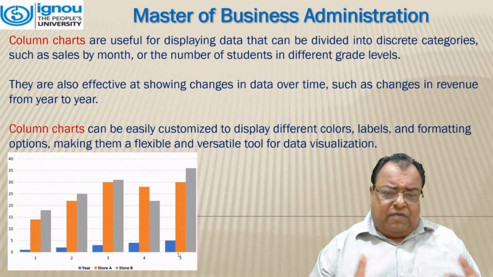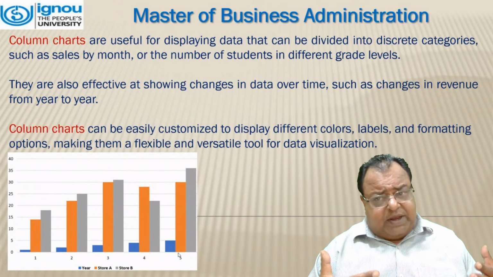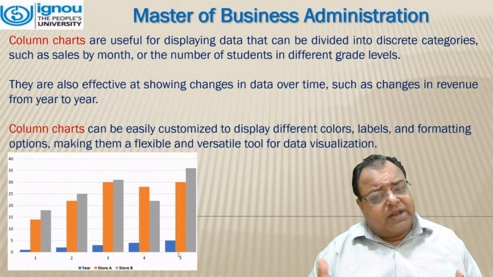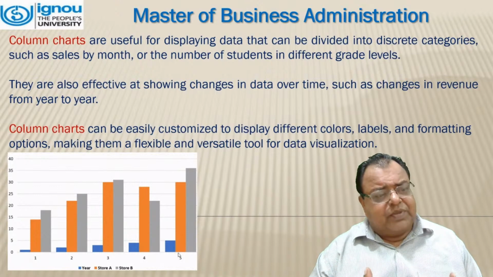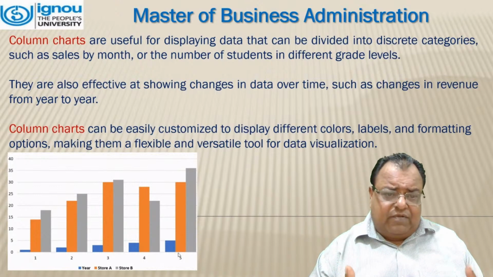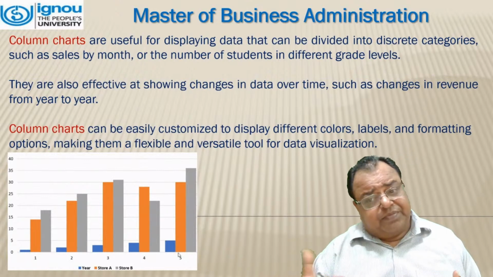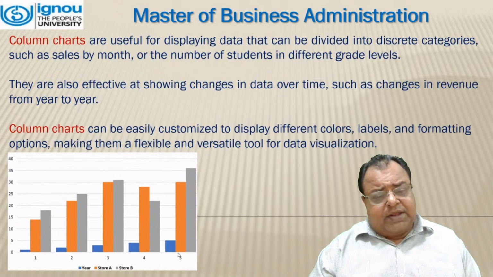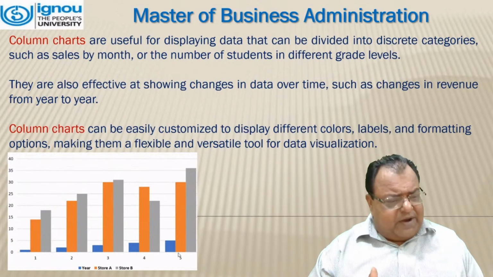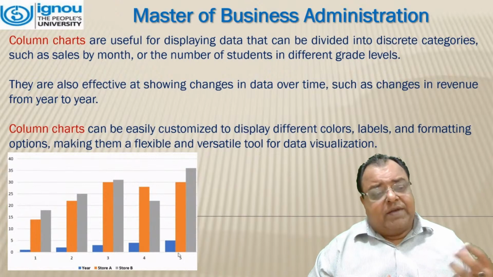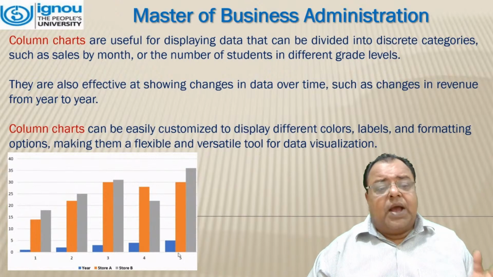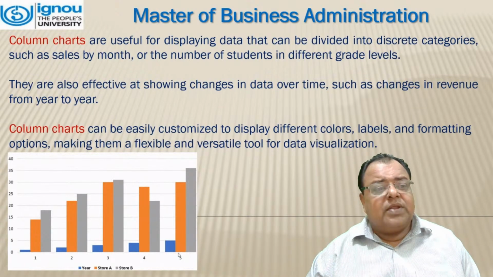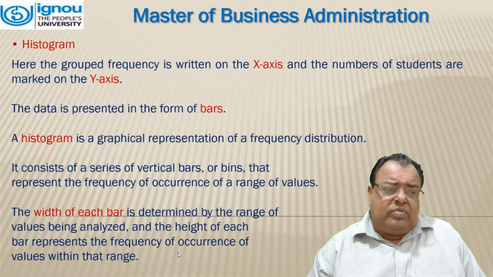Column charts are useful for displaying data that can be divided into discrete categories, such as sales by month or the number of students in different grade levels. They are also effective at showing changes in data over time, such as changes in revenue from year to year. Column charts can be easily customized to display different colors, labels, and formatting options, making them a flexible and versatile tool for data visualization.